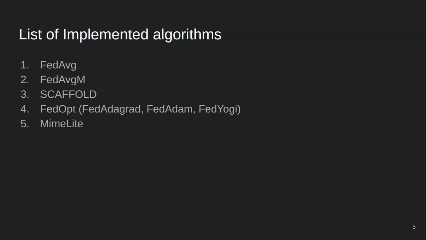In my work I have implemented these five algorithms: FedAvg, FedAvgM, Scaffold, FedOpt, and MimeLite. In the case of FedOpt, there are three kinds of algorithms that I have implemented: FedAdagrad, FedAdam, and FedYogi. I will talk about them later.